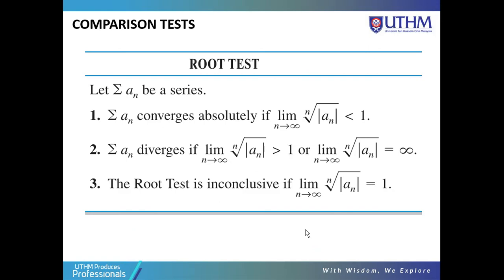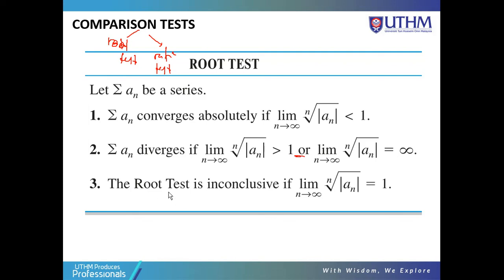Now we continue with the other tests besides comparison. This one we will learn about the ratio and root tests. The series is absolutely convergent if the limit of the n-th root is less than 1. It is divergent if the limit is larger than 1 or equal to infinity. When you solve, the answer is the limit is infinity, or larger than 1, or infinity.